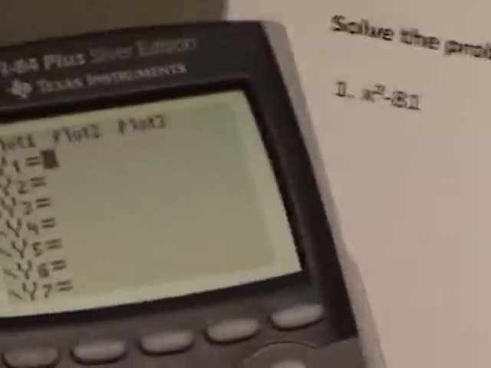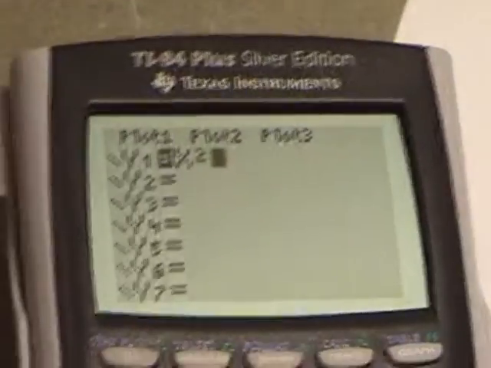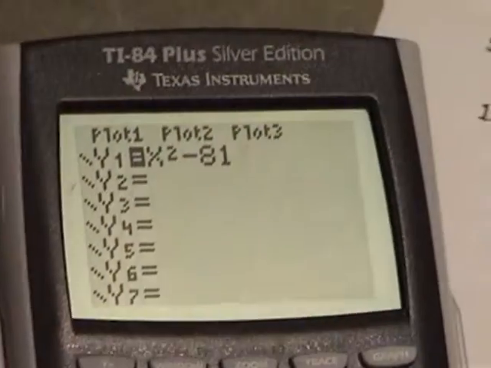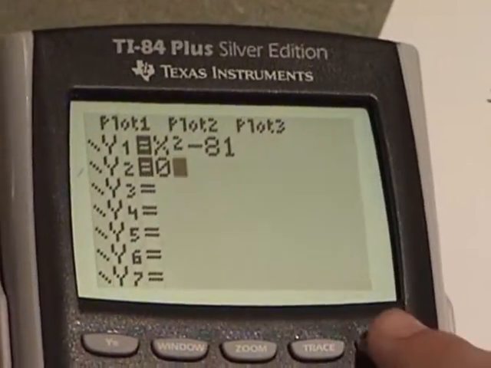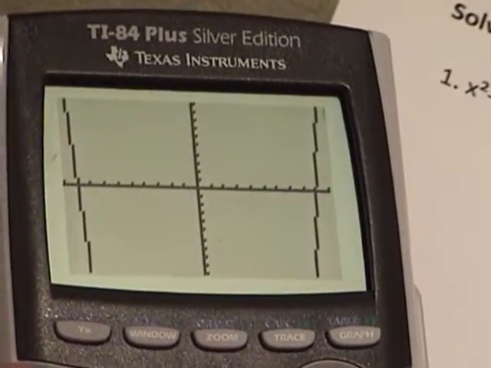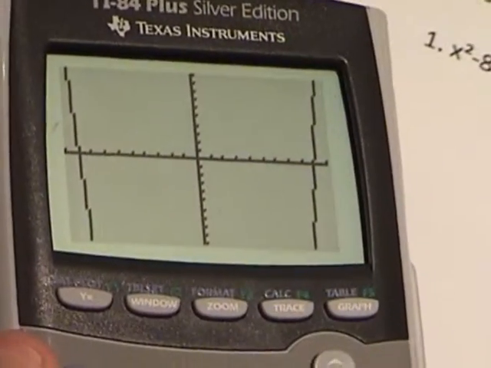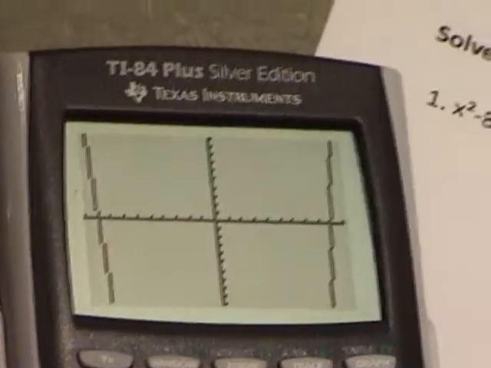Now for graphing, y equals x squared minus 81. Y equals 0. Graph. Oh wait, I almost forgot. This would be positive or negative 9.